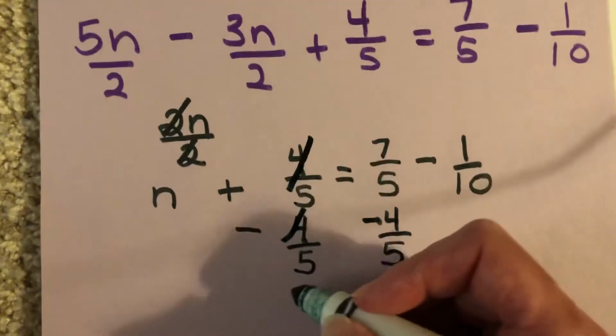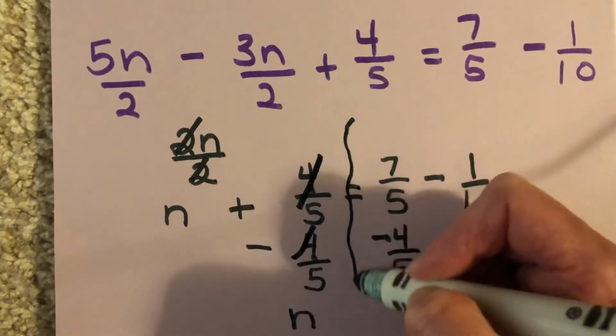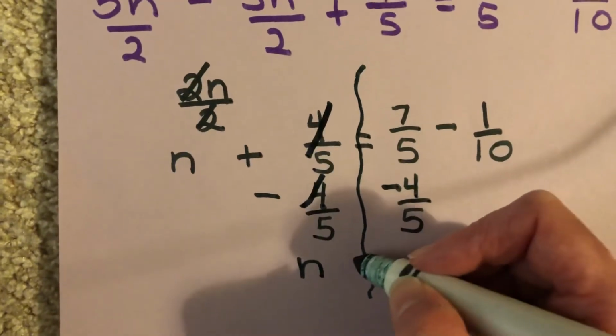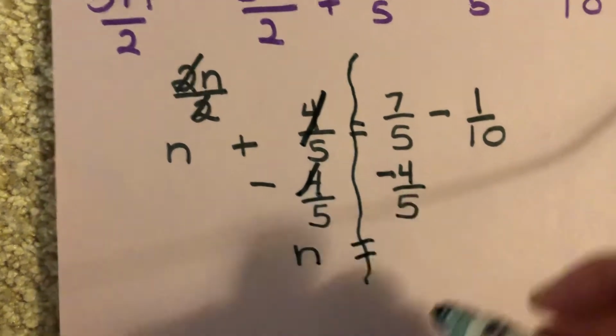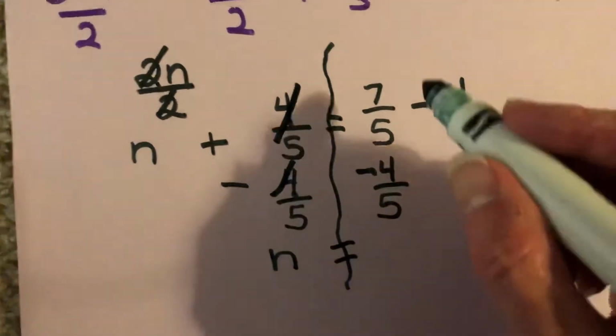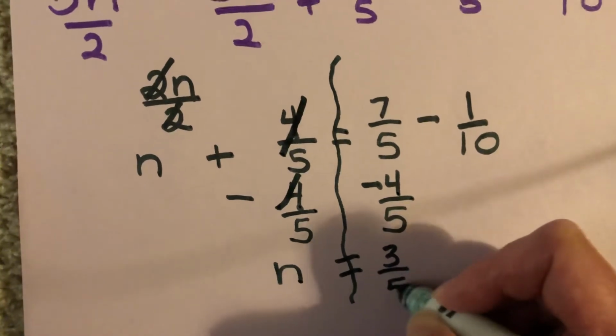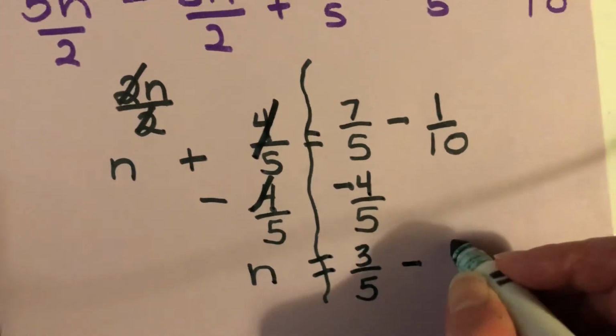So on the left side of the equal sign, I have n. Okay, I'm just going to draw this so you can see the different sides of the equation. So this is my left side. I have nothing left but n. And then 7 take away 4 is 3/5. And I want to take away 1/10.